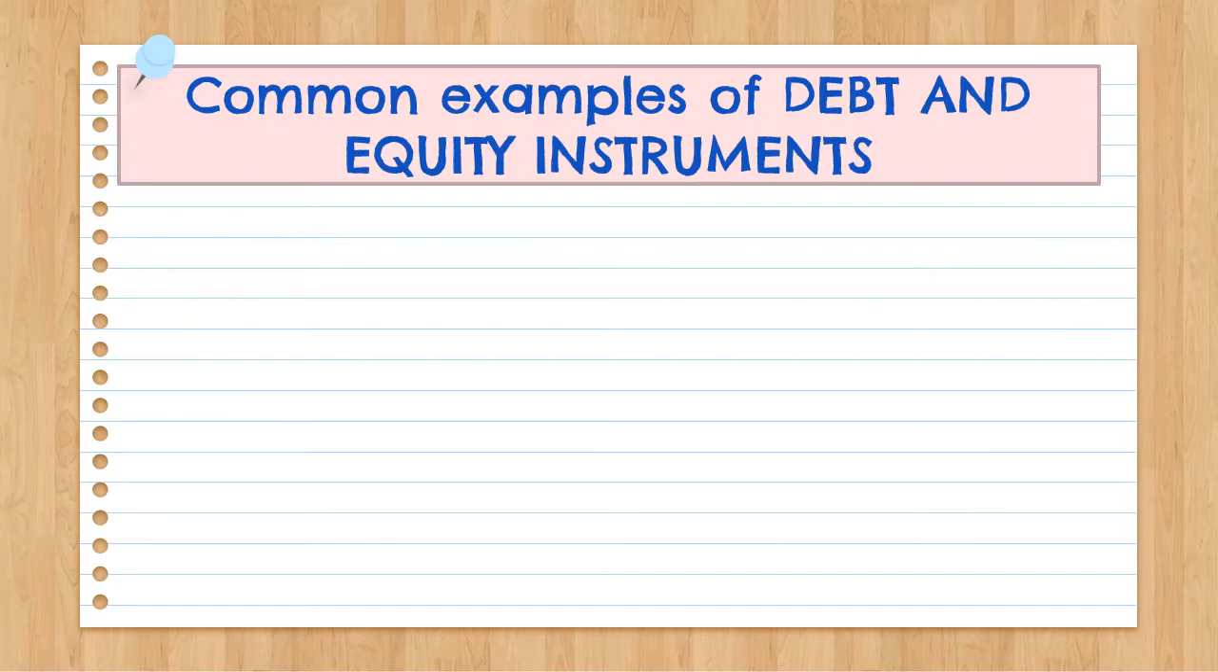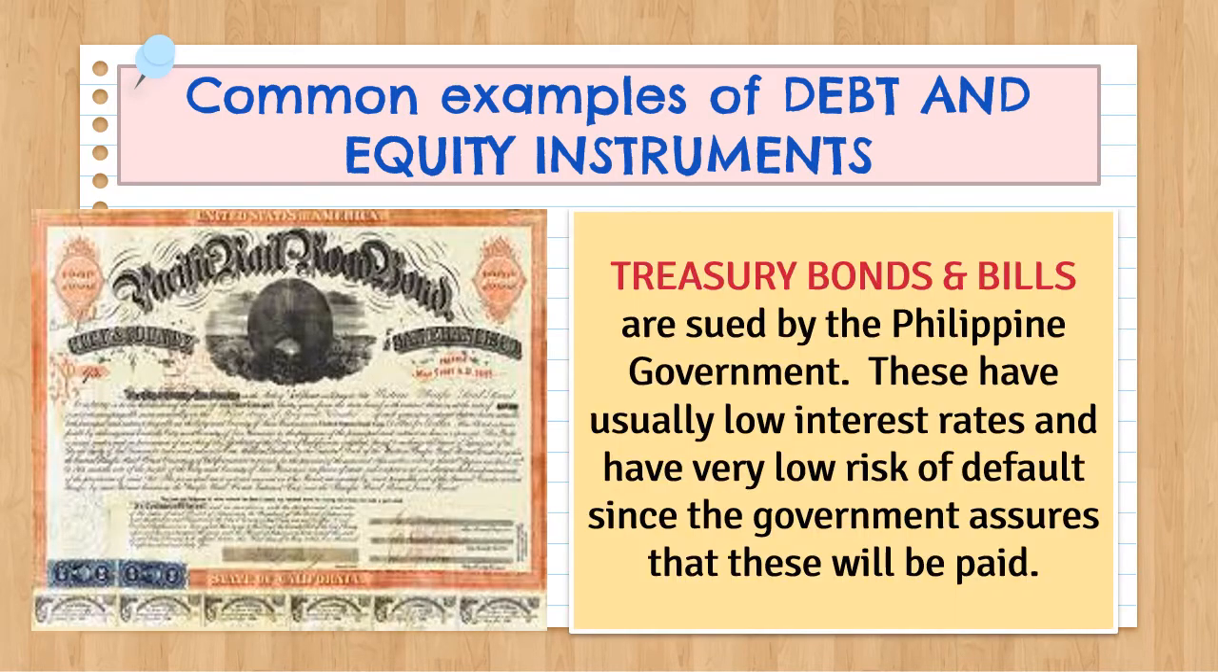Common example of debt and equity instruments: Treasury bonds and bills are issued by the Philippine government. These usually have low interest rates and very low risk of default since the government assures that they will be paid.